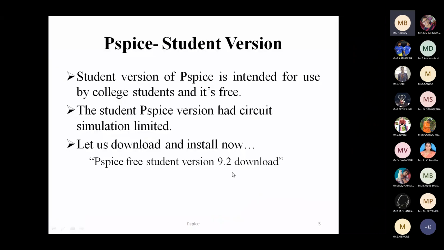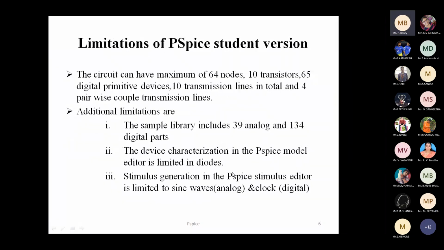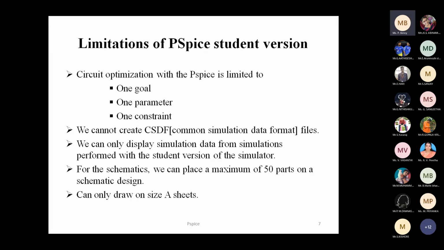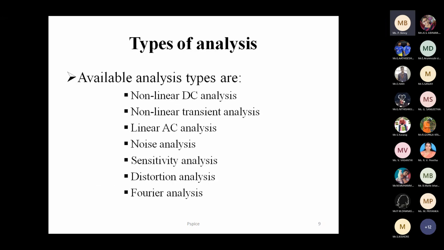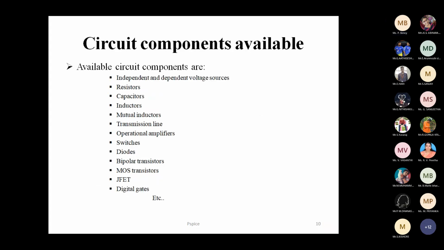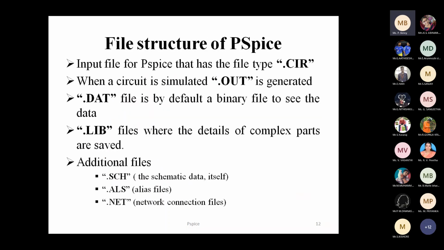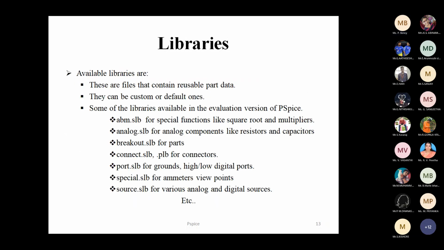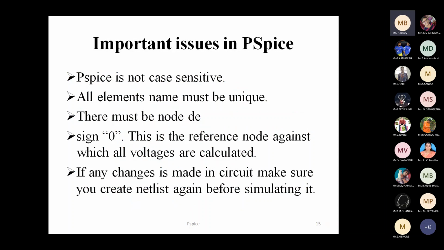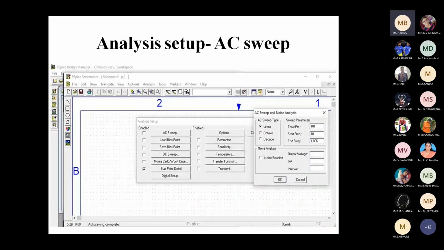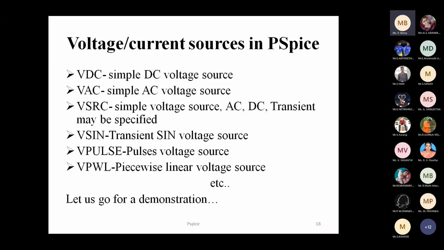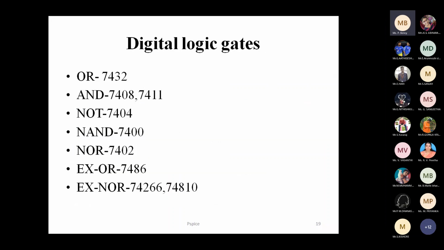So these are the things which we have discussed in the previous day sessions: PSpice student version, limitations, and then types of analysis in PSpice student version, with components available in PSpice, then terminologies, then file structure of PSpice, libraries, parts in PSpice, important issues in PSpice, analysis setup, then for AC sweep and DC sweep, then voltage sources, different types of voltage sources.